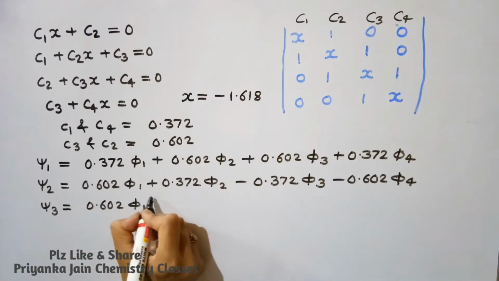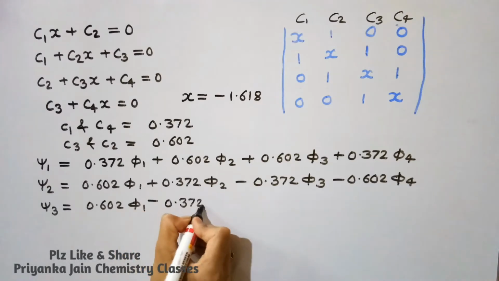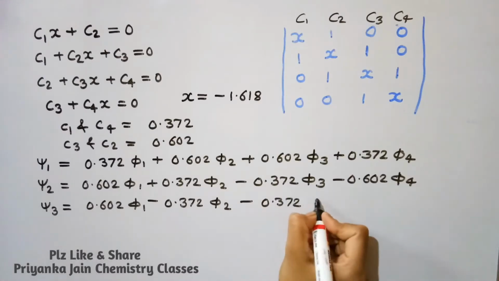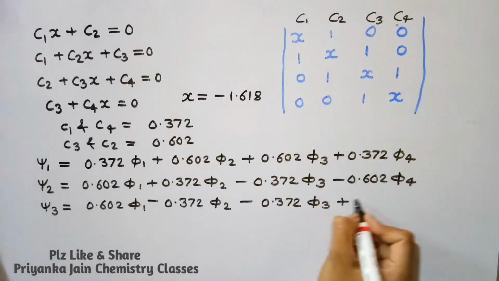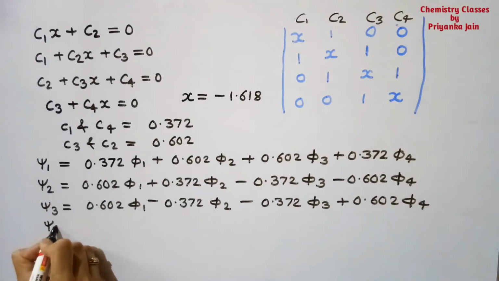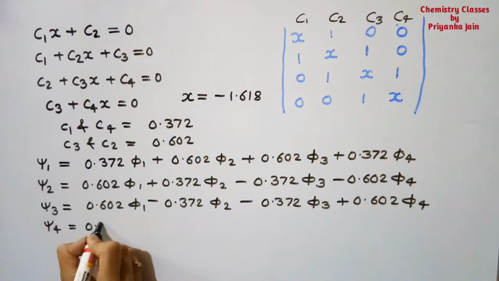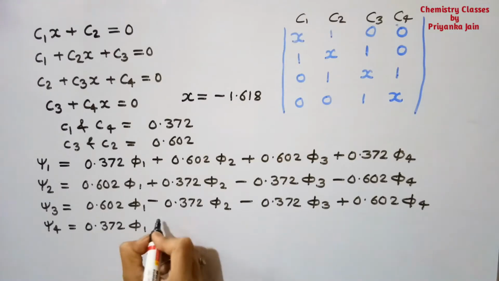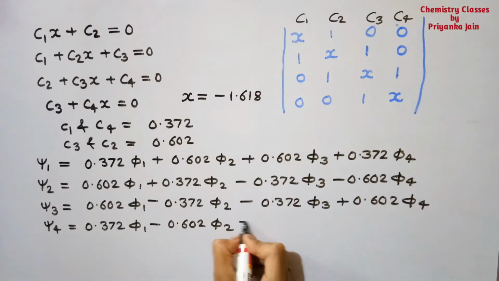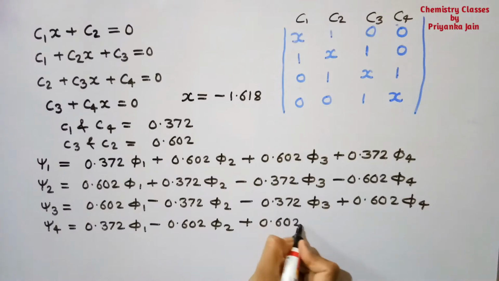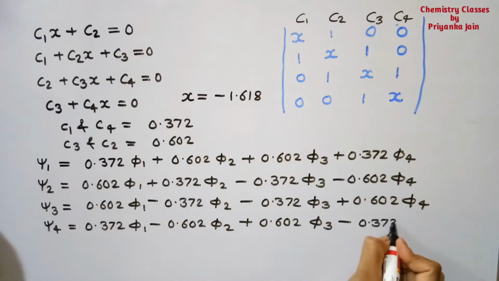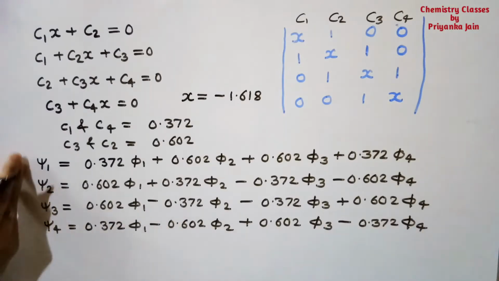Similarly, the third wave function will be equal to 0.602 φ1 then minus 0.372 φ2 then minus 0.372 φ3 and then plus 0.602 φ4. And the last one, psi4, its value will be 0.372 φ1 then minus 0.602 φ2 then plus 0.602 φ3 and then again minus 0.372 φ4. In this way we are getting 4 different wave functions.